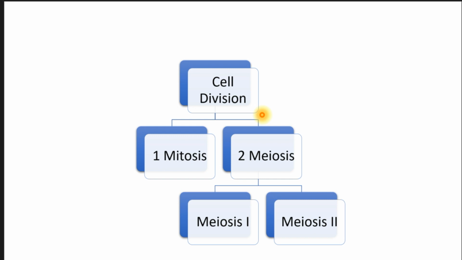As a revision, we also record these points where we talk about cell division. There are two types of cell division known as mitosis cell division and meiosis cell division. And meiosis has two subdivisions known as Meiosis I and Meiosis II. We have seen the mitosis part in the last class. In today's class we talk about meiosis cell division.